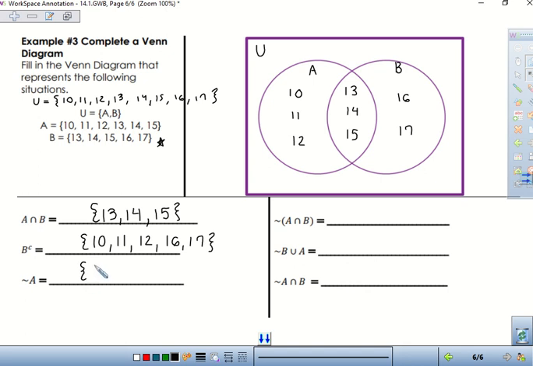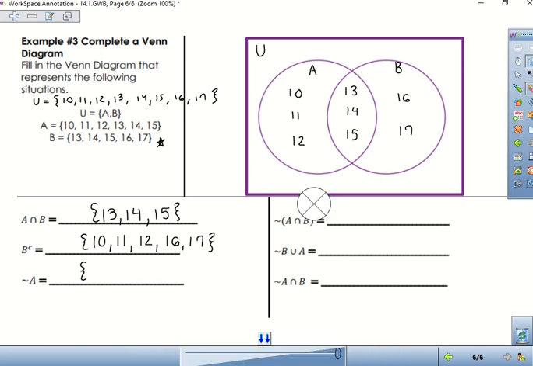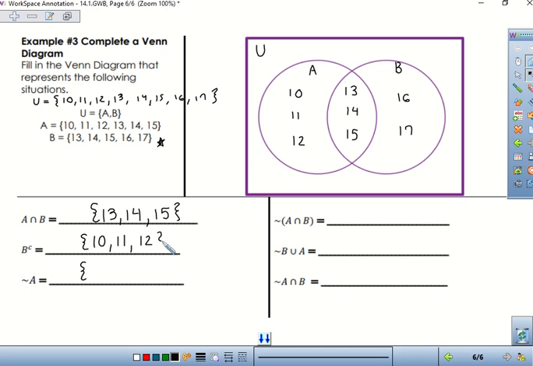Wait, why are 16 and 17 in B? Oh, you're right. I don't know why that is. Is that what you guys were looking confused about? Yeah, sorry. That was my fault. You're right. Does that make more sense now? Yeah. Sorry about that. I think that's one of the later ones that we're going to do.